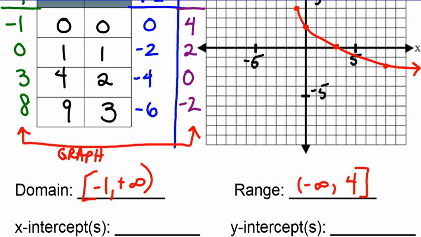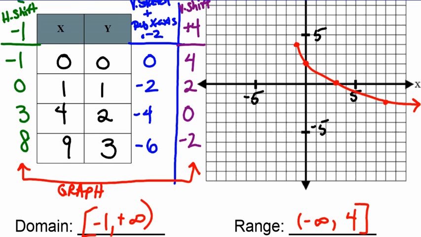Now the question is, do we have any x-intercepts or y-intercepts? So we're going to look at the table and the graph. X-intercepts have outputs of 0, and they cross the x-axis. Well, here's our outputs. Here's our output of 0 that happens at 3, 0. Here's our x-intercept. So we've got our coordinate 3, 0.